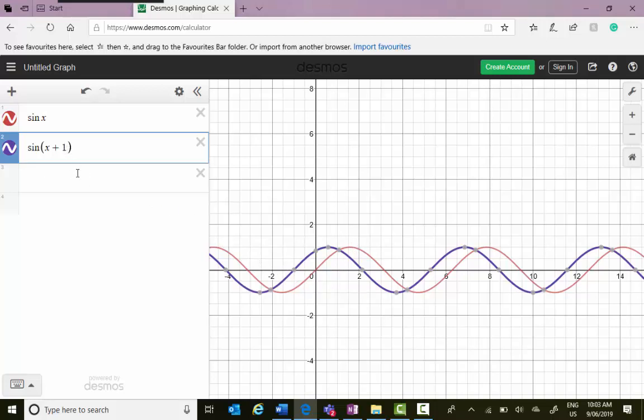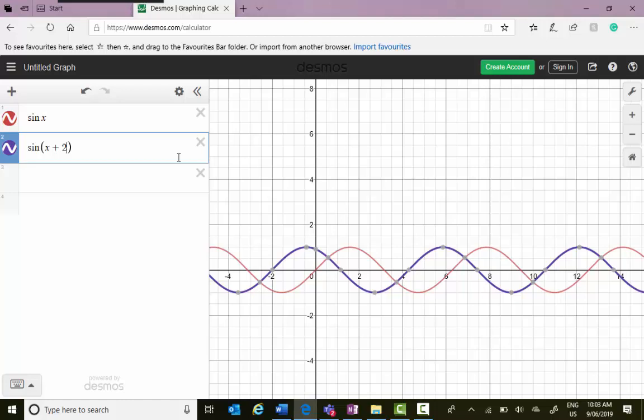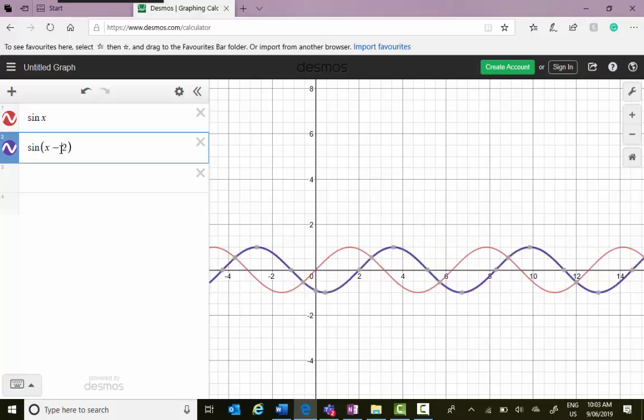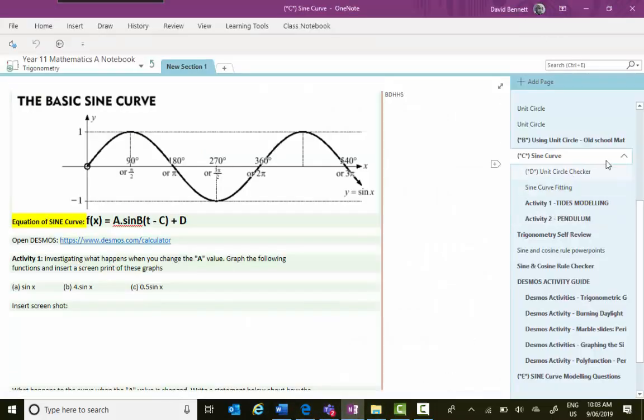Let's try 2 then. See what happens there. It's moved it to the left 2. We take that. This is why I love calculators and graphing tools, you can see what's going on. So that's moved it to the right 2. So I think we know now how that whole equation works, and that's what that investigation was about, learning about the sine curve.